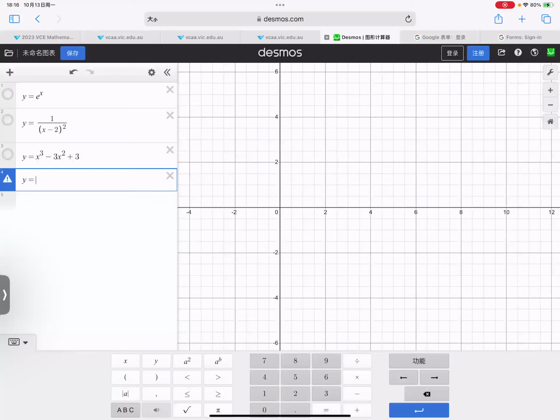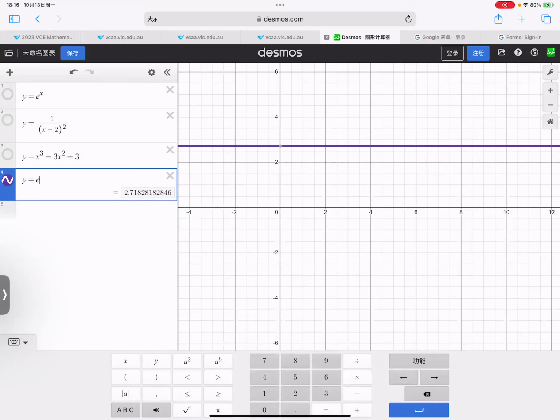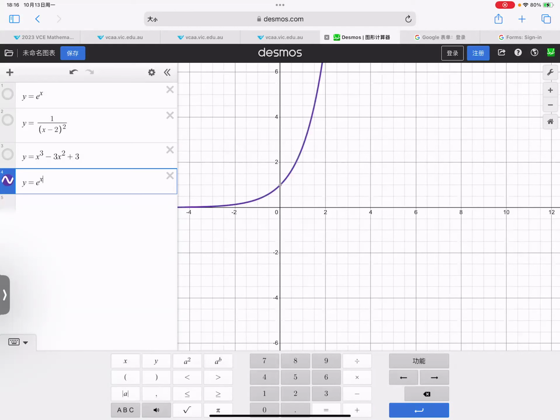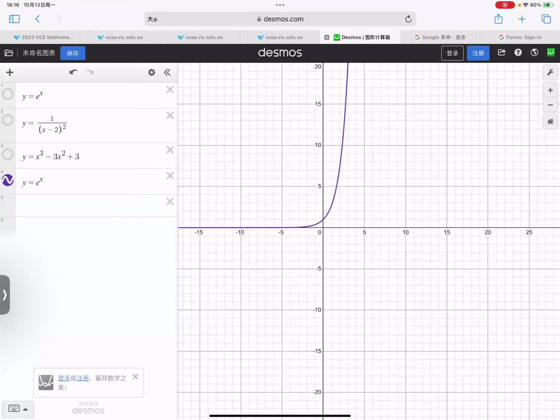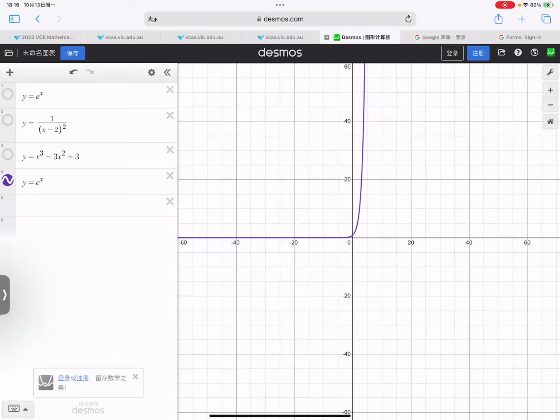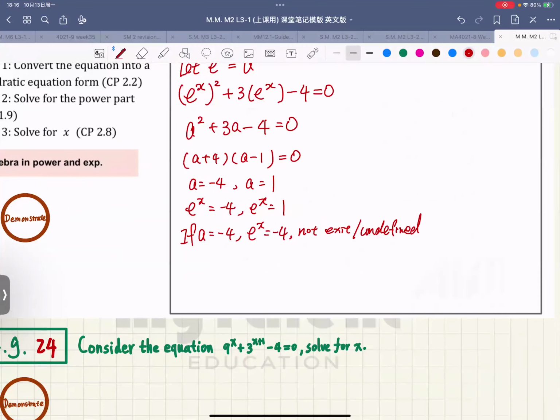y is equal to e to the power of x. Can that be negative? You will never get negative. It's always greater than 0, right? So this one is undefined. So if a is equal to 1, e to the power of x equal to 1.